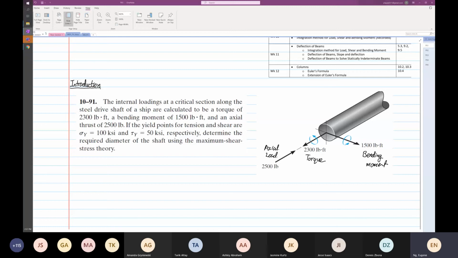And then if the yield points for tension and shear are 100 KSI and 50 KSI, determine the required diameter of the shaft using the maximum shear stress theory. Okay, so if you look at this problem, and if you were to refer to 2P04, we are combining 3 chapters of 2P04 to solve one engineering problem.